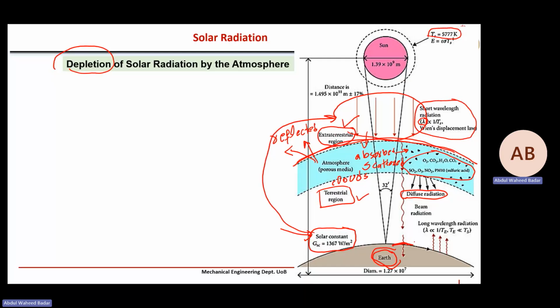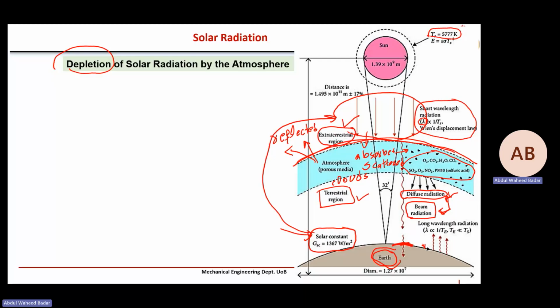And finally, the one which reaches the surface of the earth will consist of two main parts. One is the radiation which is directly reaching the surface of the earth without being scattered or absorbed or reflected. That's called the beam part of solar radiation. And the part which gets scattered in different directions will also finally reach the surface of the earth. Right, so that is called diffuse radiation. So we'll be discussing it again in coming slides.